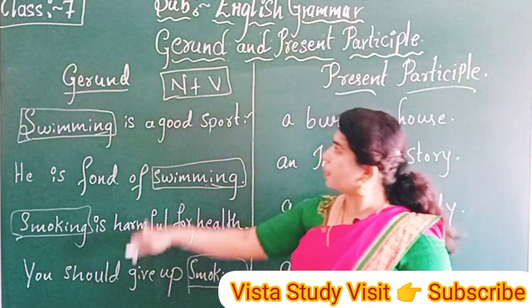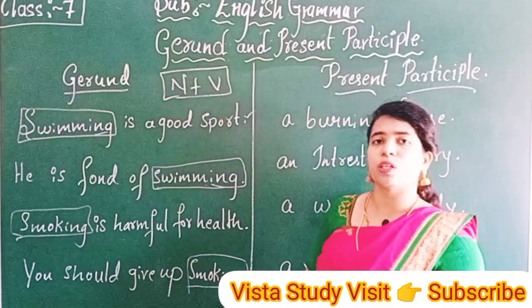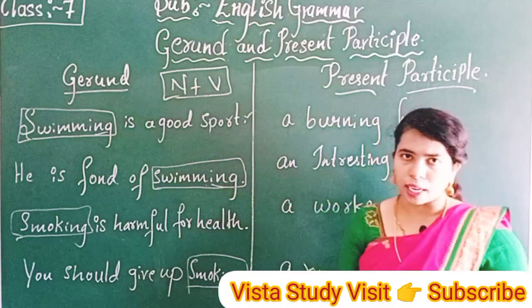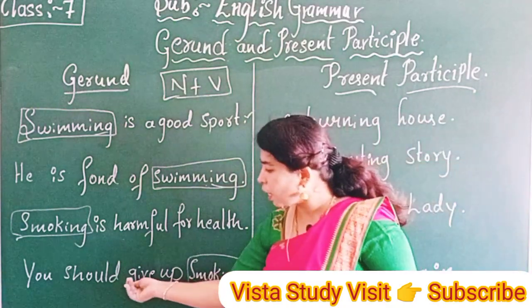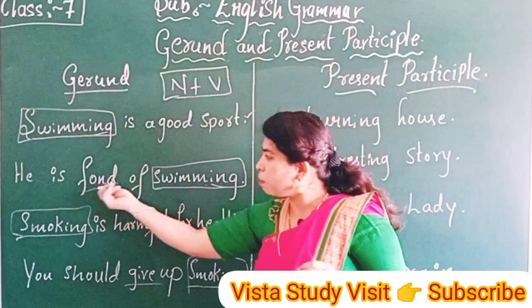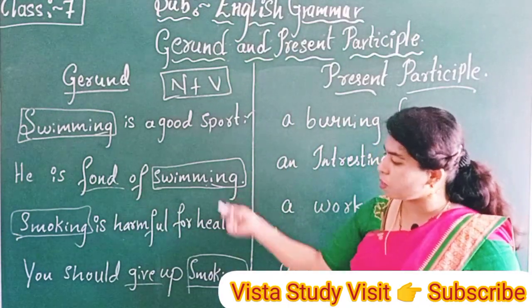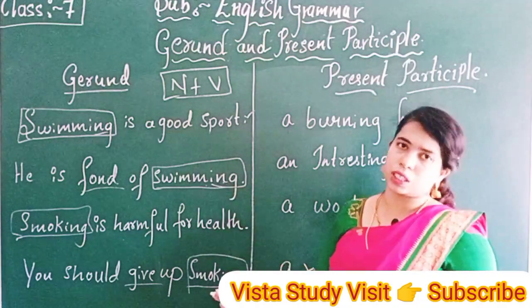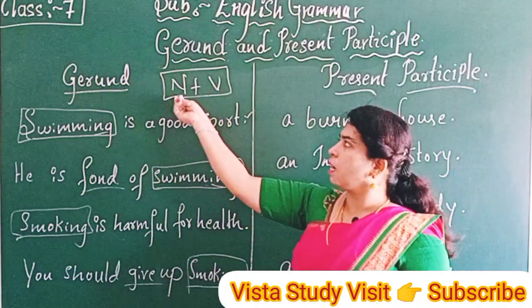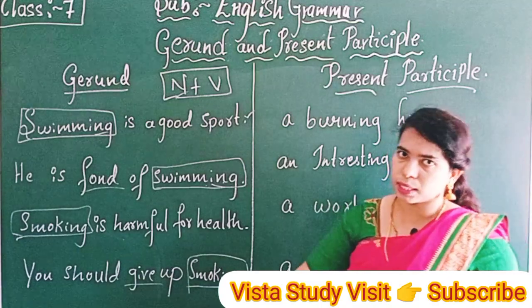Here, a verb is already there, so smoking works as a noun. Whenever a verb is already present in the statement, the ing words automatically work as the noun. I hope this is clear.